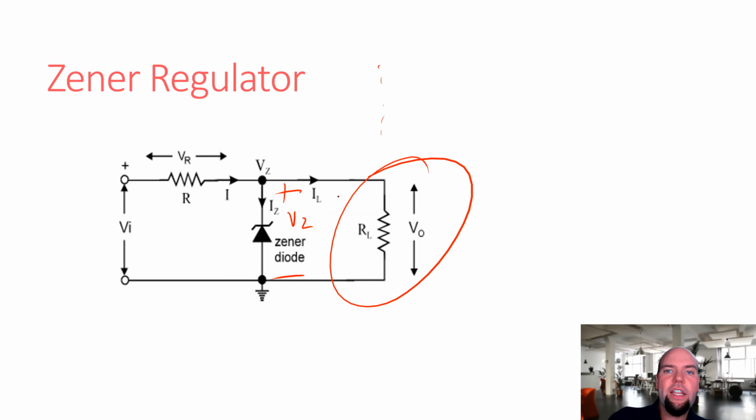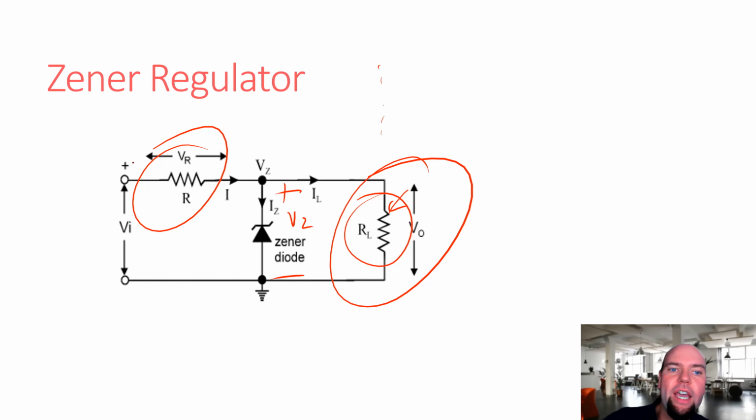And this works, but it's not great. Why is it not great? Because if this load resistance gets too small, so if the load starts drawing too much current, it's possible for this voltage to drop below the Zener voltage. If this resistance gets too low, then this resistor and this resistor are basically going to form a voltage divider. And at a certain point, that voltage is going to drop below the Zener voltage.